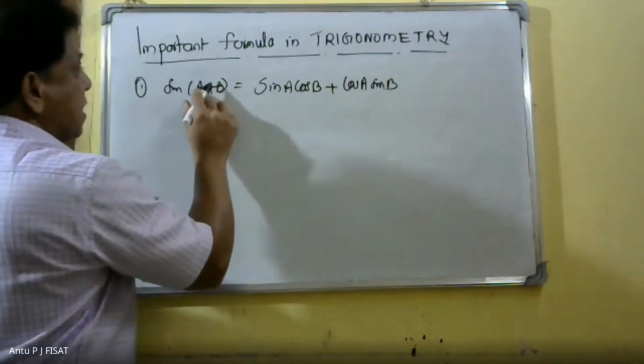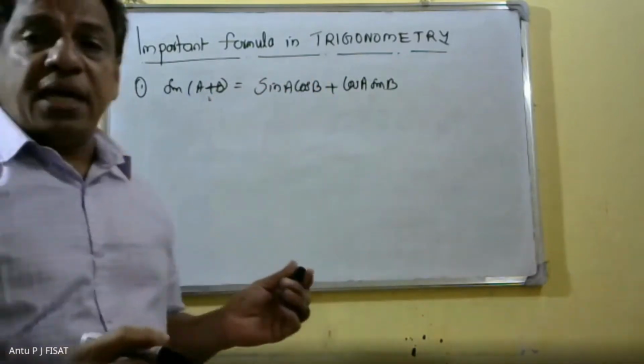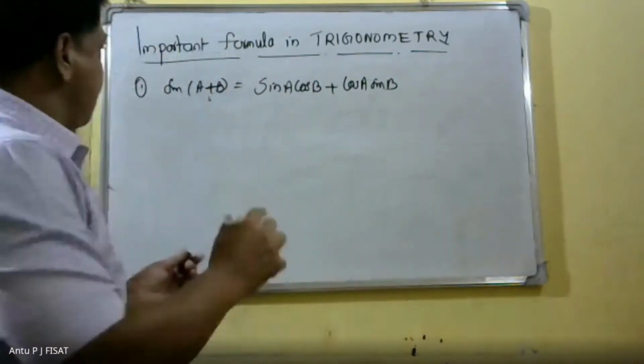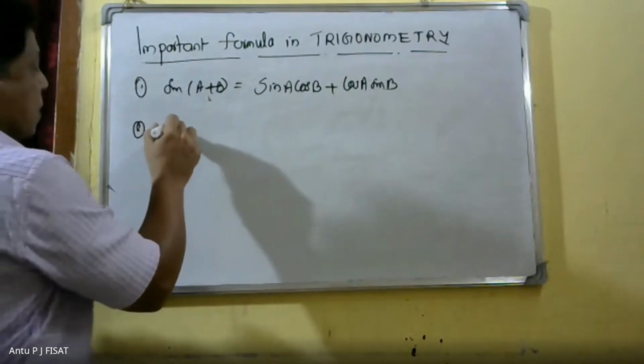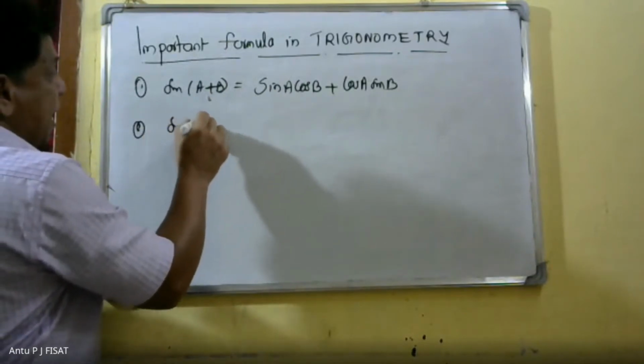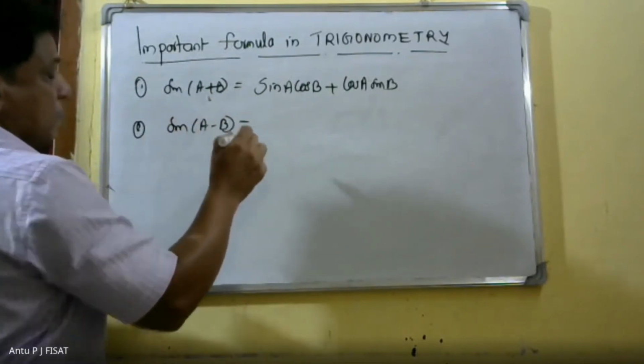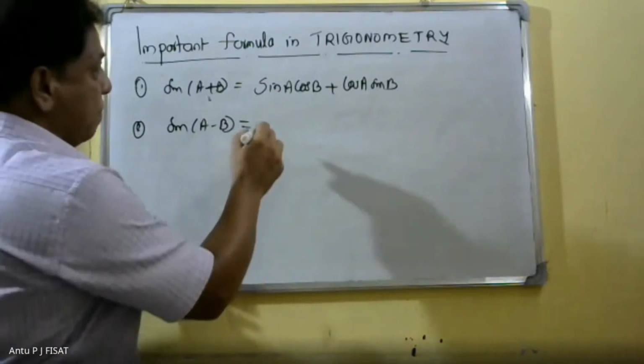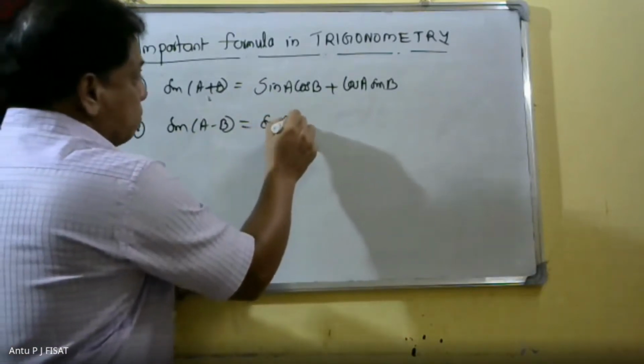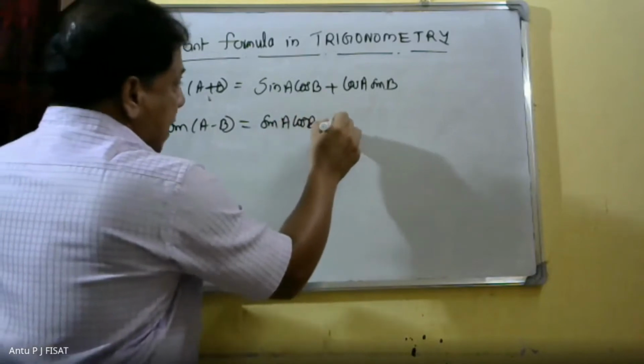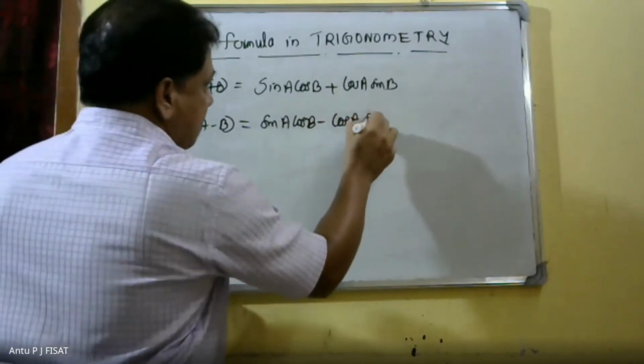Here this plus will come here. Sin A cos B plus cos A sin B. Then sin A minus B. Sin A minus B will become sin A cos B minus cos A sin B.